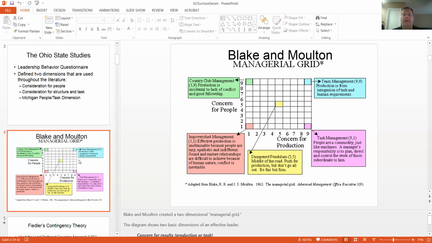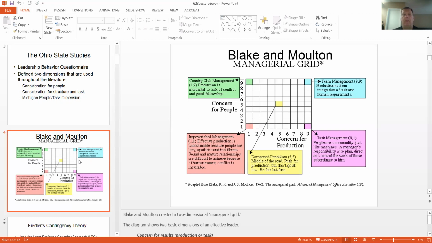The bottom right, in that pinkish purplish color, you have a task type of orientation. People are a commodity, just like machines, very much like Frederick Taylor's scientific management. They're cogs in the machinery. And your job then is to plan and direct and control the work of those people who work for you.